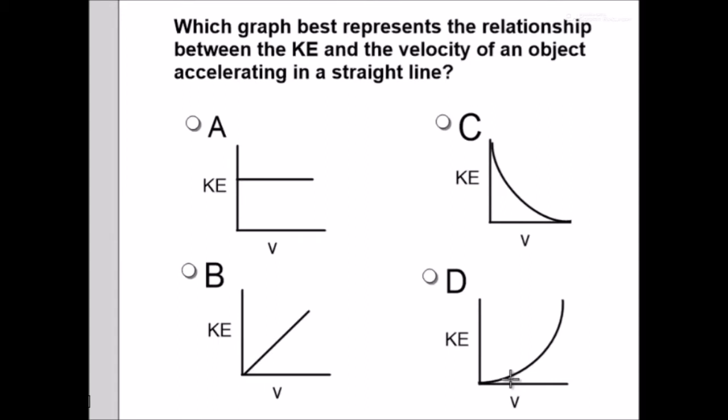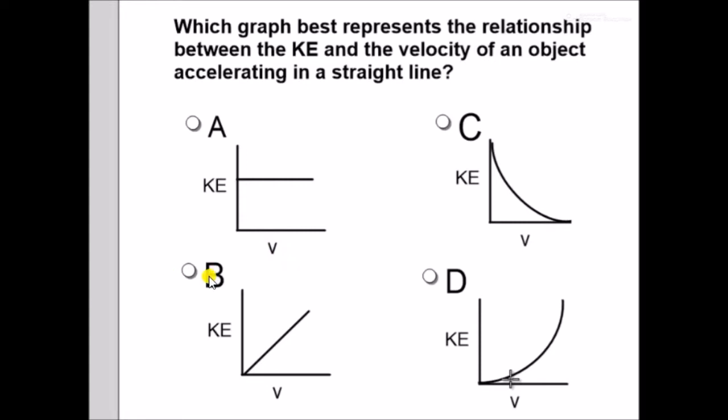Which graph best represents the relationship between the kinetic energy and the velocity of an object accelerating in a straight line? That means we are given 4 graphs. Among the 4 graphs, which graph best represents the relationship between the kinetic energy and the velocity? Now here the object is accelerating in a straight line. That means there is an acceleration.